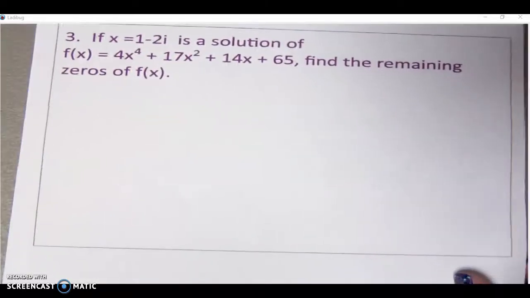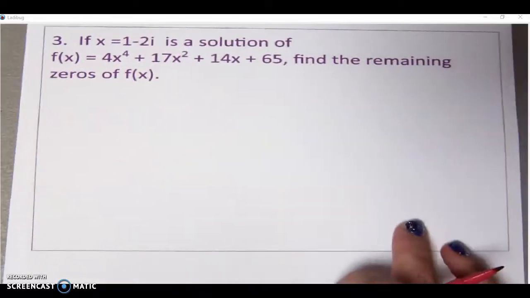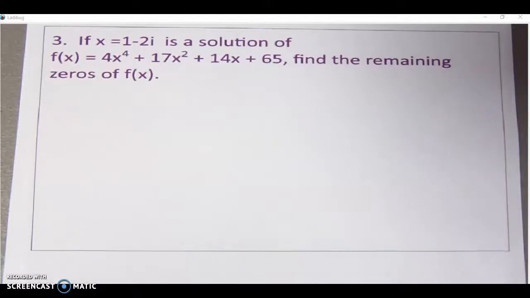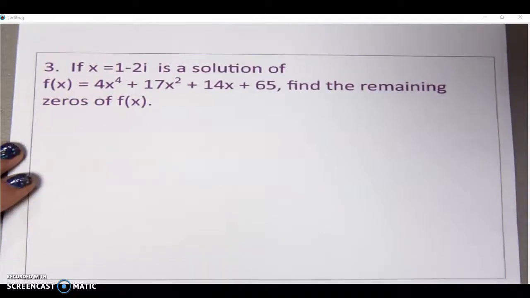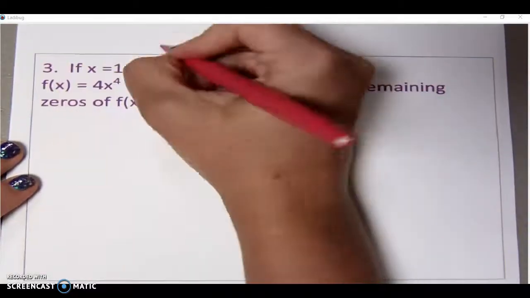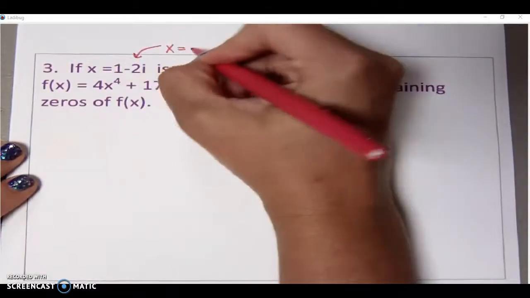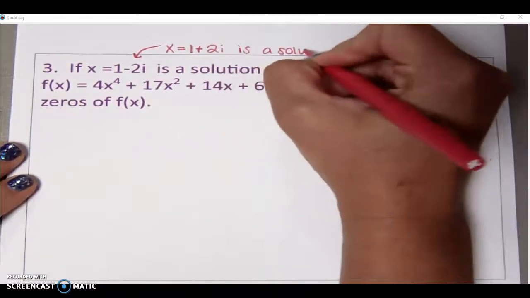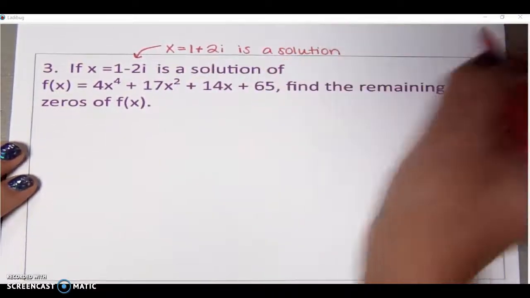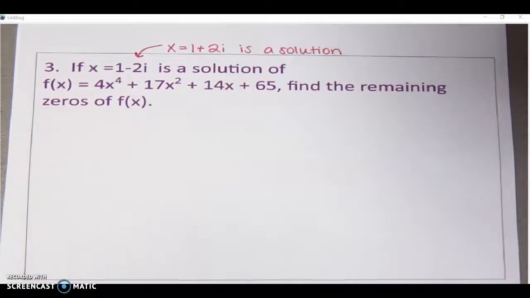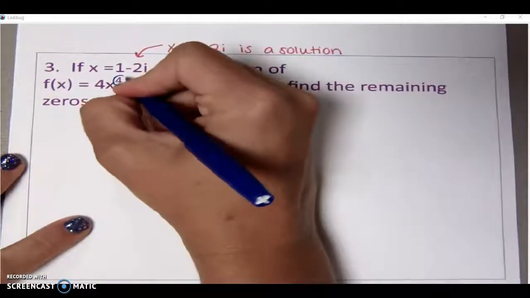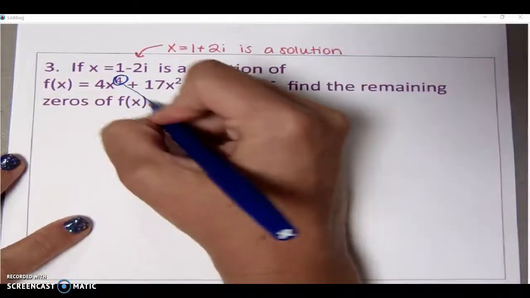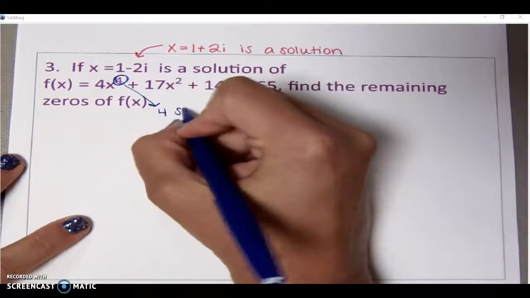It says, if x equals 1 minus 2i is a solution of f of x, we want to find all the remaining zeros. Well, first thing, before you go any further, if you know x equals 1 minus 2i is a solution, then we also know x equals 1 plus 2i is a solution. You guys remember those always come in pairs. So we already have 2 answers. And according to this fundamental theorem of algebra, because that's to the 4th power, we should have 4 solutions.